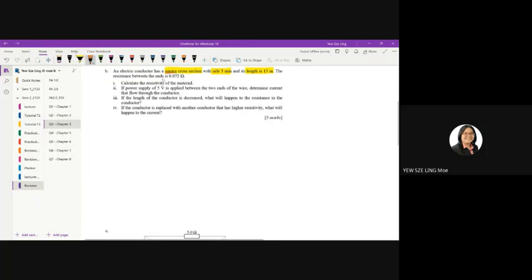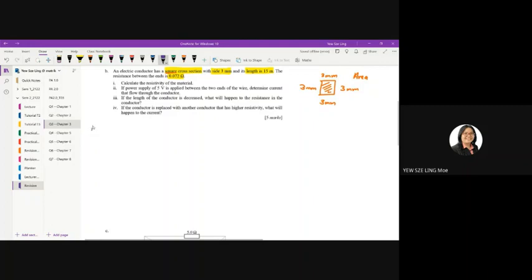Maksud square. So square means that all 4 sides, they have the same length. So here you have 3 mm, here 3 mm, here 3 mm, and here also 3 mm. So this is your area. So not 3 by 15. All right, quite a lot of you got it wrong because you don't know what is a square cross-sectional area. So the resistance between the ends means the resistance in this conductor is 0.072 ohm. So calculate the resistivity of the material.